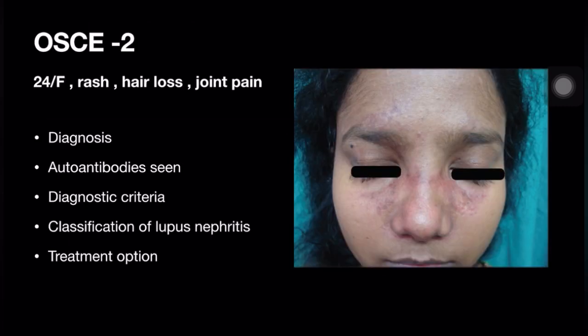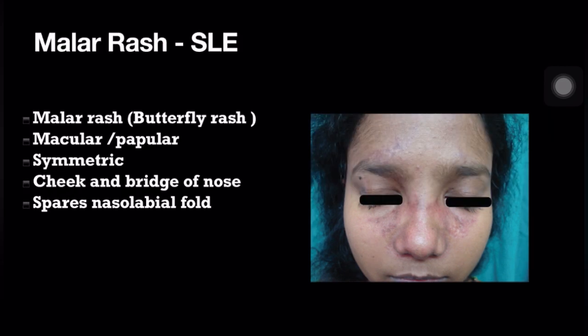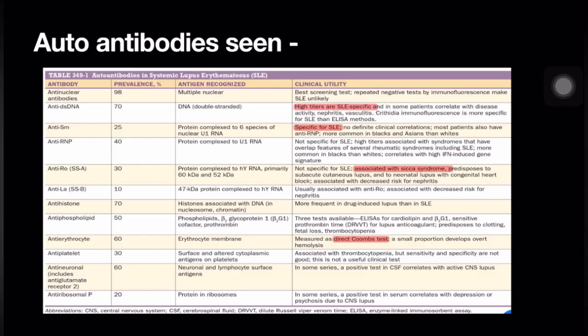Now next case, we have a 24 years old female who came with complaint of rash, hair loss and joint pain. You have to tell the diagnosis, antibodies, diagnostic criteria, histopathological classification of lupus nephritis and treatment option. As you can see, there is a maculopapular rash present over the cheek which spares the nasolabial fold, and involves the cheek and the bridge. This is malar rash, also known as butterfly rash of the SLE.